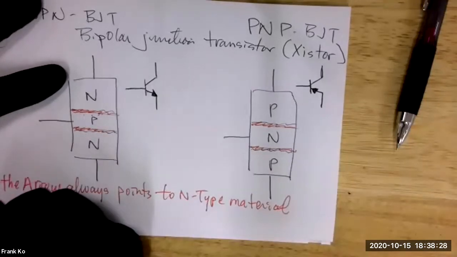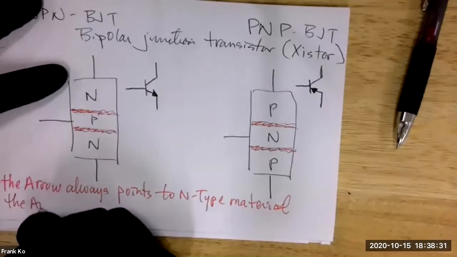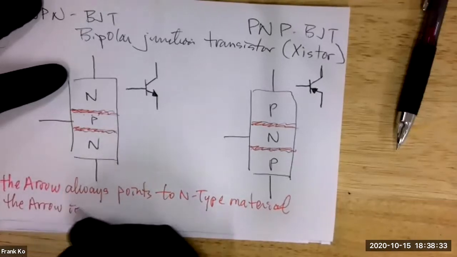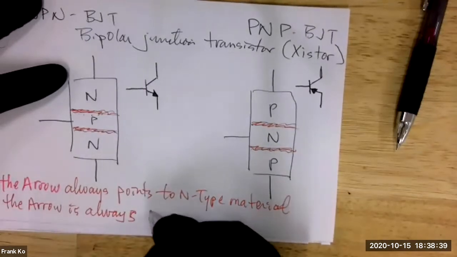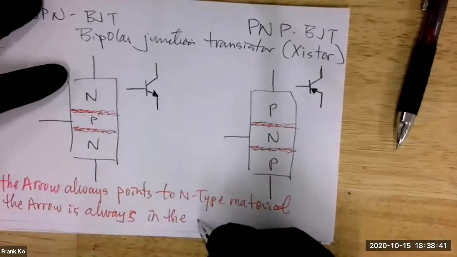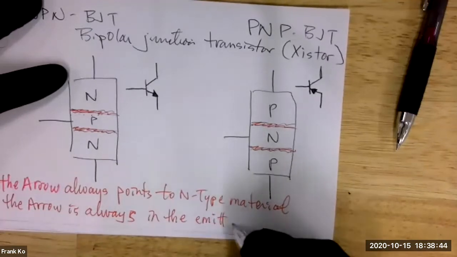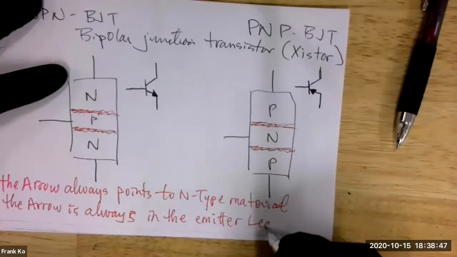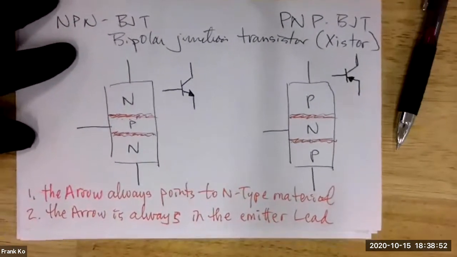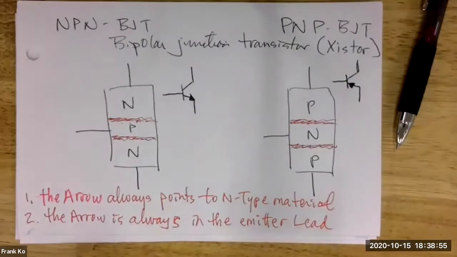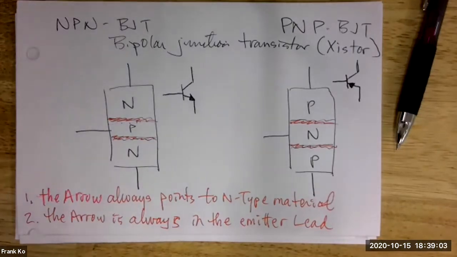Number one. And number two, the arrow is always in the emitter lead. So copy those two statements down, and then we'll decipher this drawing here in a moment. So two profound statements. Number one, the arrow always points to what type of material? And it's always going to be on what lead?